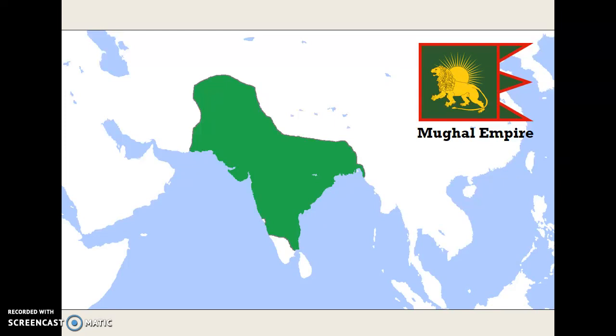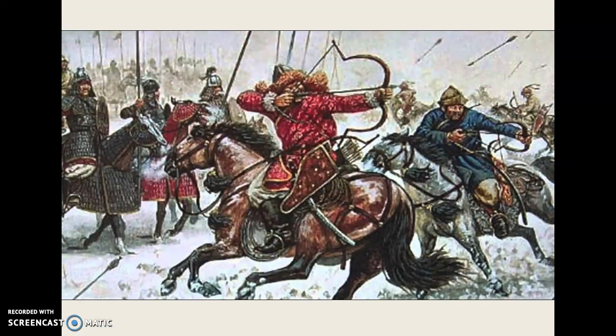The Mughals were descendants of the Mongols. The Muslim Mughal rulers established an empire in northern India. At one point in time, the Mongol Empire filtered down into parts of India, and that's where that Mongol influence comes from.